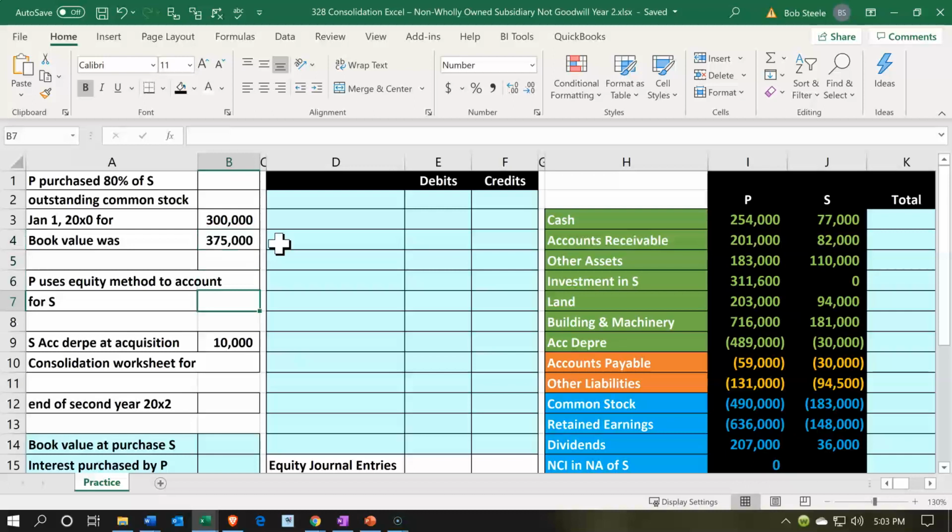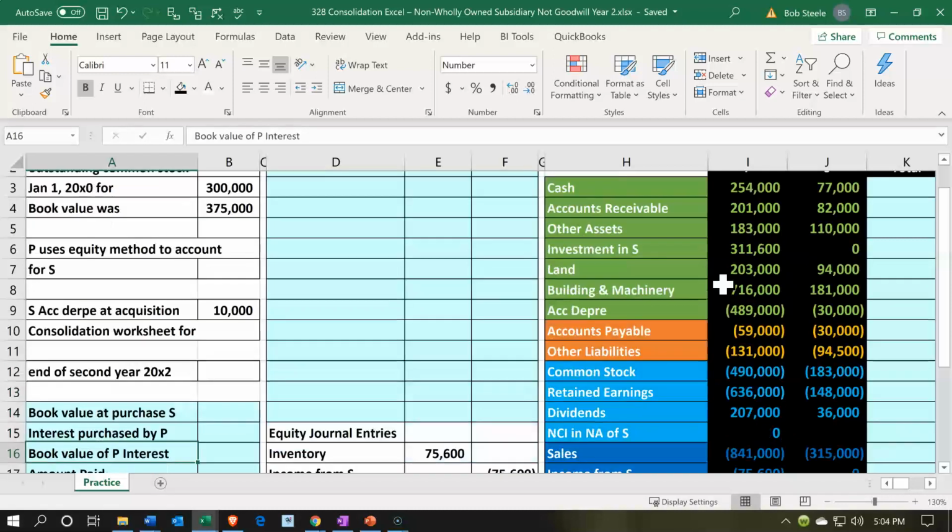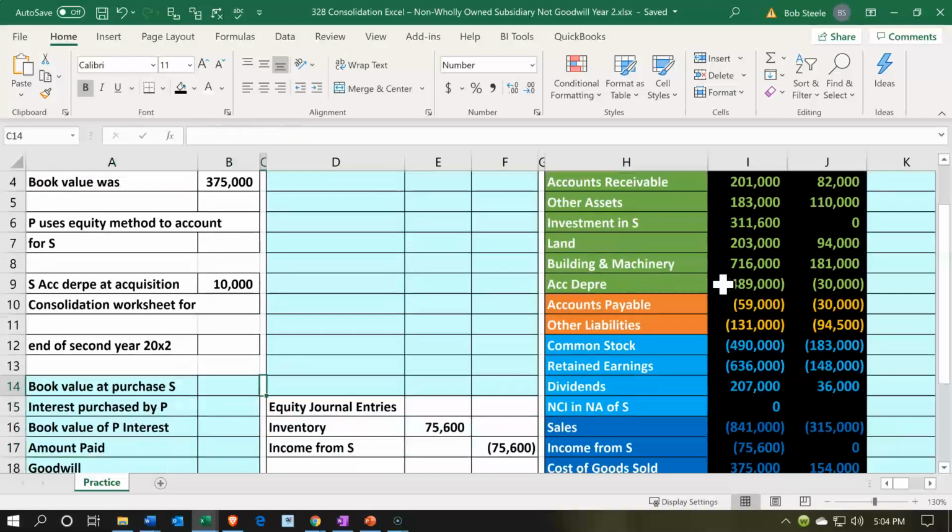P uses the equity method to account for S. Therefore, on P's separate books, we have the investment in S done on an equity method basis. Then we have S accumulated depreciation here. So for our accumulation adjustment, that was at the beginning. And then we've got the end of the second year. So remember, our goal is to think about this: now it's 2 years later since the consolidation date. Then we're going to do our little calculation down below.